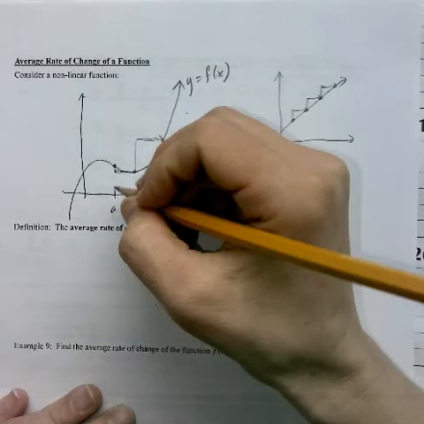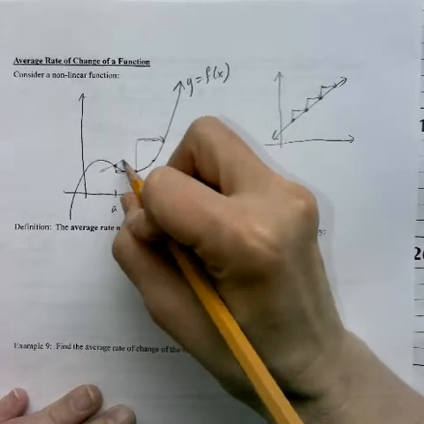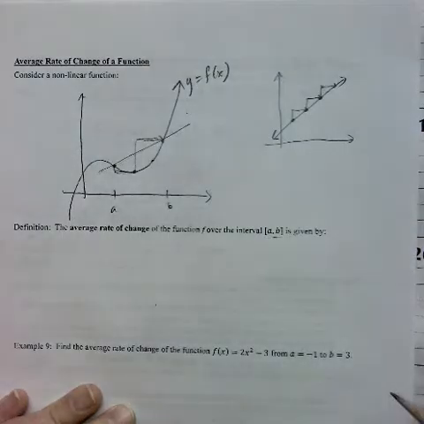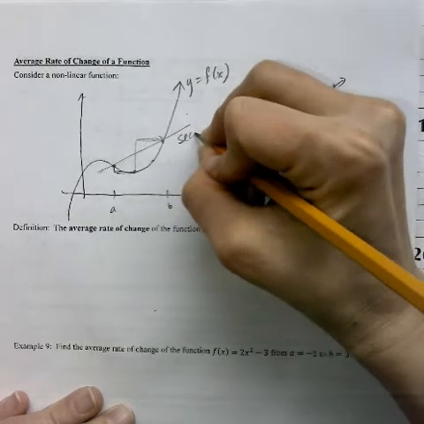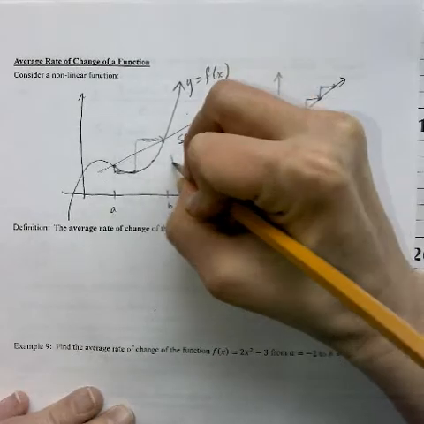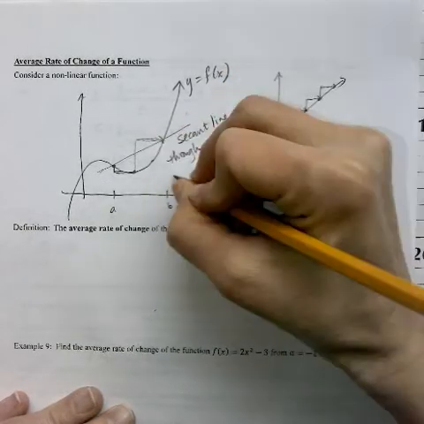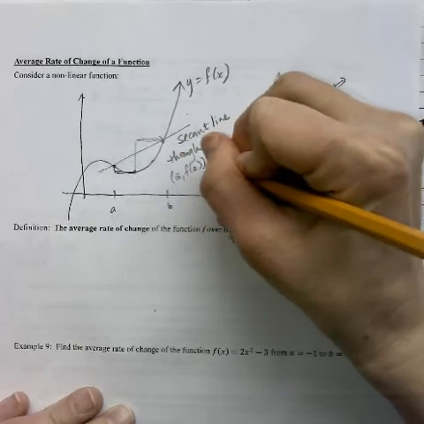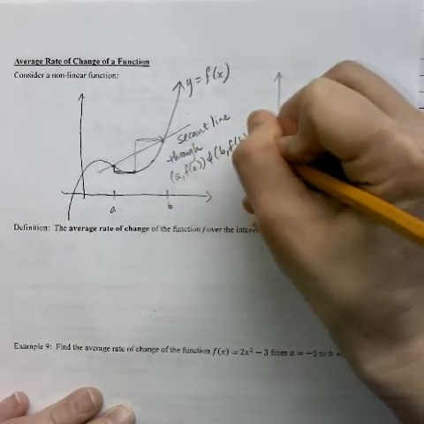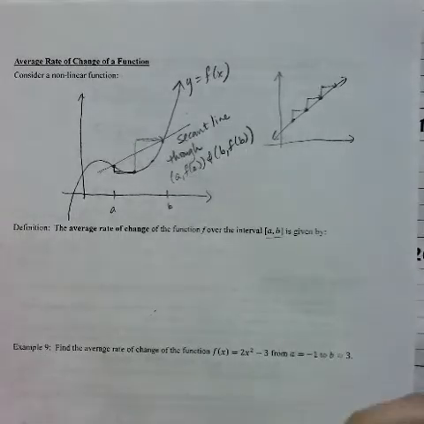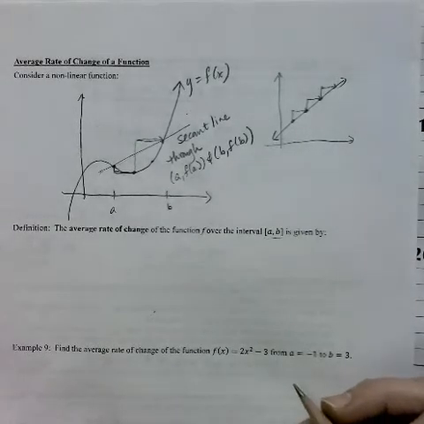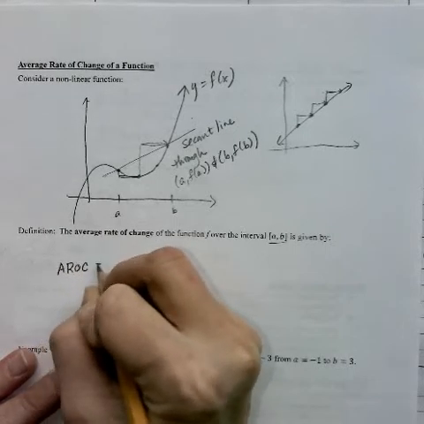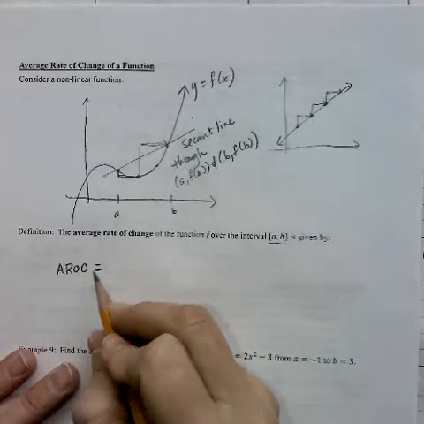The average rate of change will actually be the slope of the line that goes through a and b. So different points give a different slope, of course. This line is called the secant line through the ordered pair a, f at a, and b, f at b. All right, so if you know the formula for slope, you know the formula for the average rate of change. And I usually will abbreviate average rate of change like this, AROC, for average rate of change.